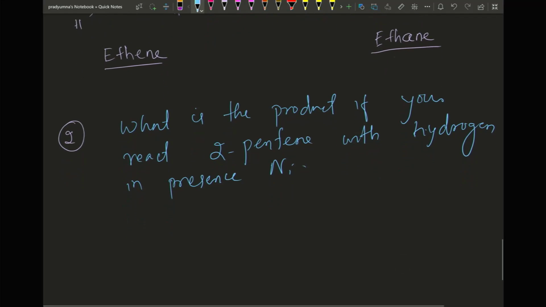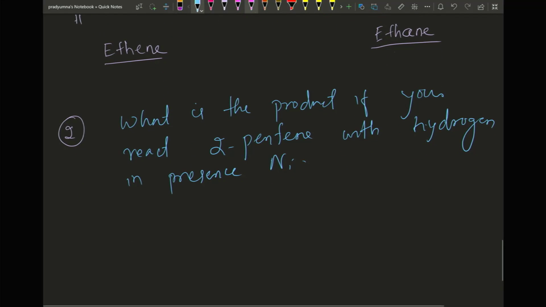The first thing you want to do in this problem is draw the structure of 2-pentene. Pent means how many carbon atoms? 5. So let's do the skeleton. I'm going to do C, leaving a space for hydrogen, C. So it's got 5 carbon atoms. Where exactly is the double bond? At location 2. So this is 1, 2. I'm going to add the double bond here.